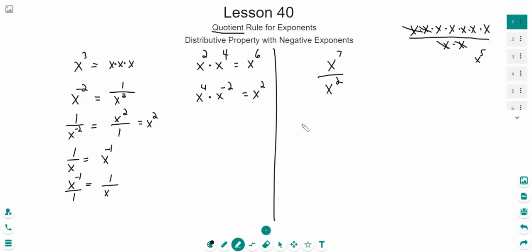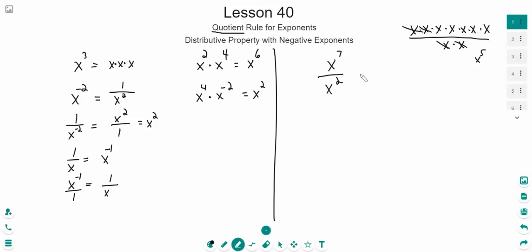Another way to think of this, though, and perhaps an easier way to think of this, is to recall the rule in regard to negative exponents, and that when you move a term up from the denominator, it changes the exponent sign.